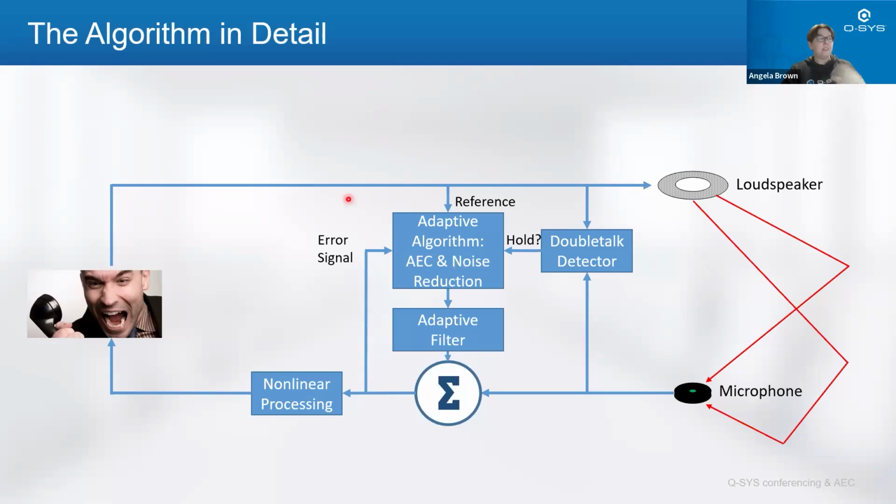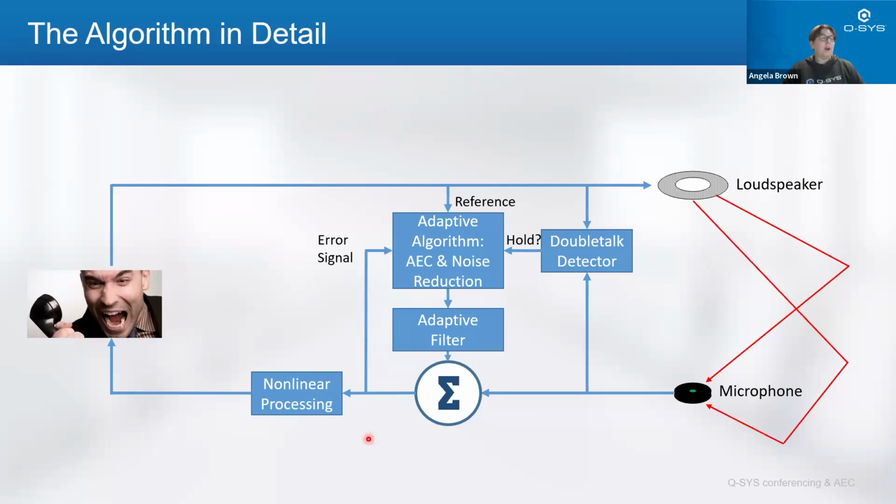Then we have, at the end of this, before our audio from our microphone goes back to the far end, to our angry guy on the far end, what's called nonlinear processing. So this suppresses the error signal before it gets back to the caller's ear.